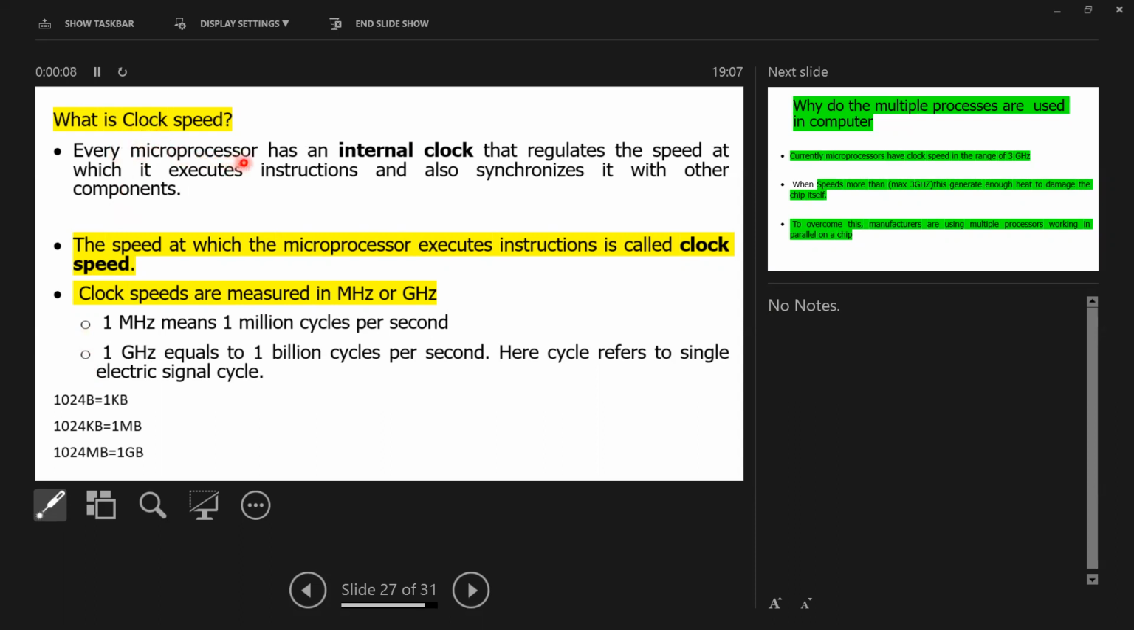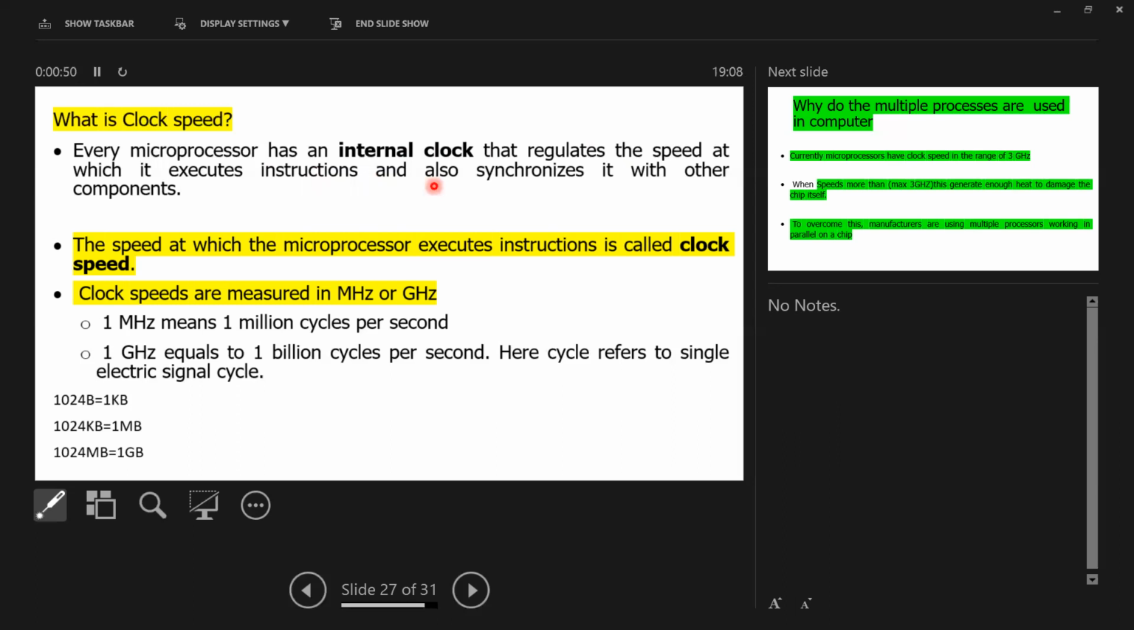Every microprocessor has an internal clock that regulates the speed at which it executes instructions and also synchronizes it with other components. That means basically we can say it has a speed. So the microprocessor has an internal clock and it regulates the speed at which it executes instructions and synchronizes with other components. That means per second, how many cycles can be executed?